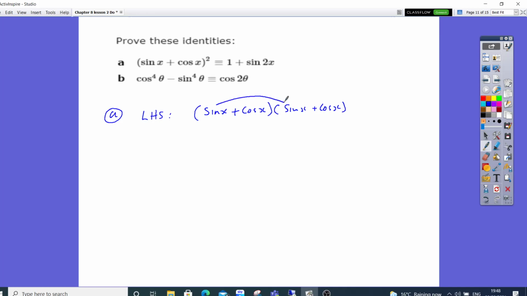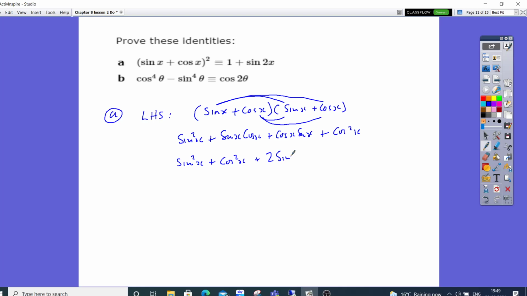So sine x times sine x is sine squared x. And then you get sine x cos x, and again we get cos x sine x, which is the same as this, and then you get cos squared x. And if I put them together, I'm going to get sine squared x plus cos squared x plus 2 sine x cos x.